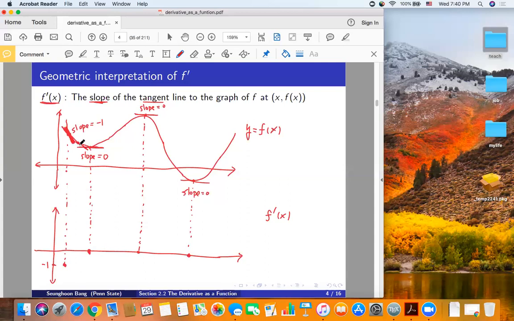You can draw the tangent line. For this tangent line, the slope is like -1/2. Here, the slope is -1/2, and here, the slope is -1. Similarly, you choose this point, you can draw the tangent line, and the slope is 1/2. You plot the slope 1/2 here. At this point, draw the tangent line, the slope is 1. So we have 1.